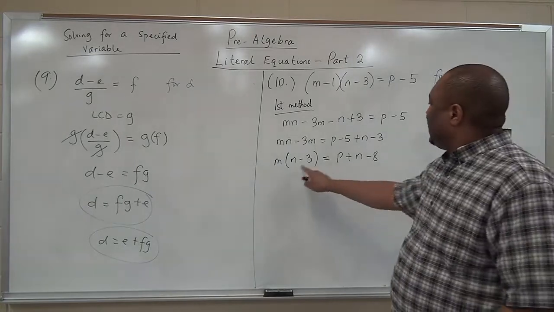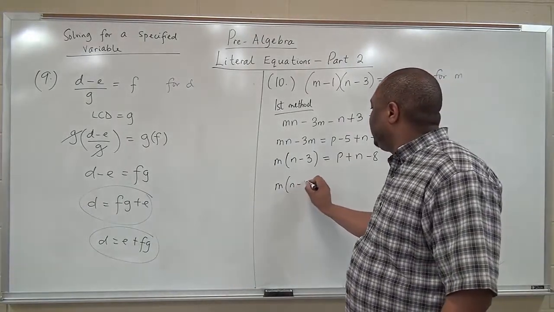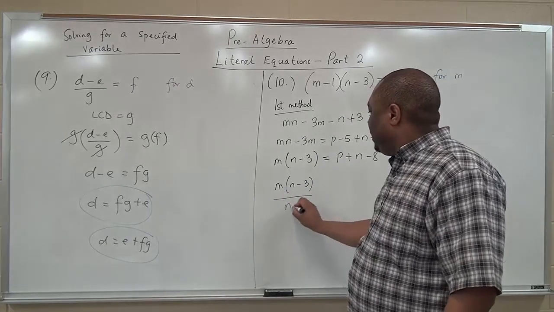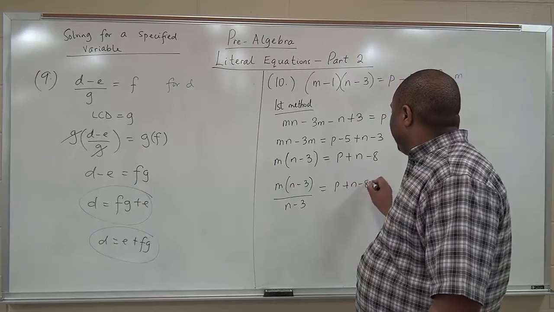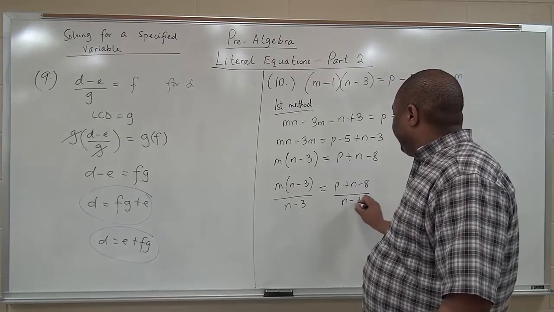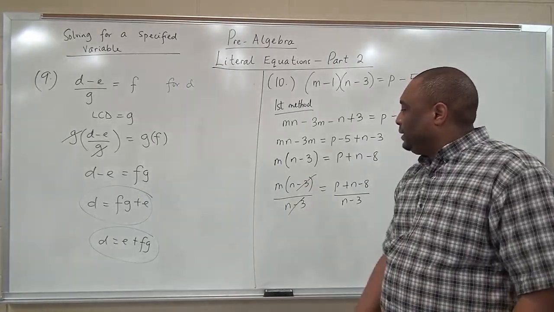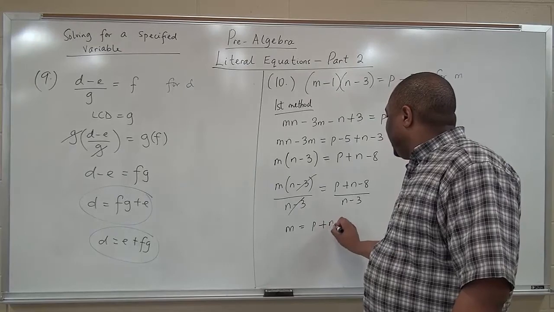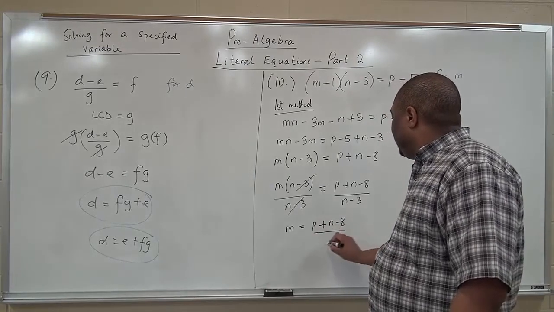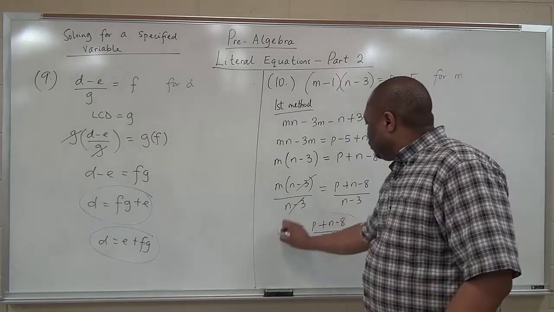So we now divide both sides by n minus 3. So m times n minus 3 divided by n minus 3 will be p plus n minus 8 divided by n minus 3. So this divides this. We now have that m equal to p plus n minus 8 divided by n minus 3. And this becomes your answer.